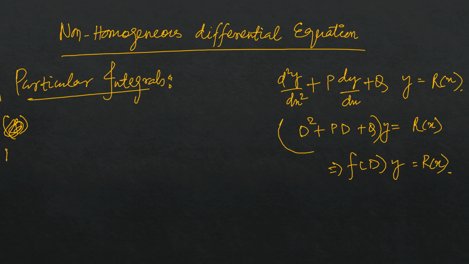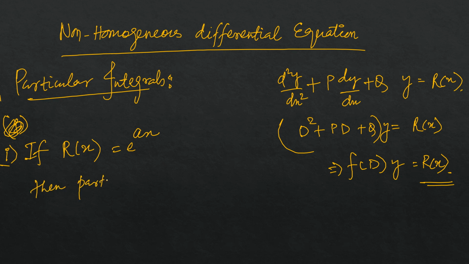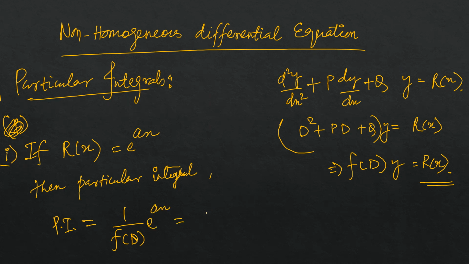Suppose the first case is R of x is equal to e to the power ax. Then the particular integral is 1 by f of D e to the power ax, that is, you just have to put this a in place of D: 1 by f of a, e to the power ax.